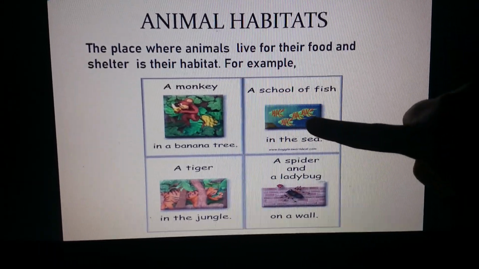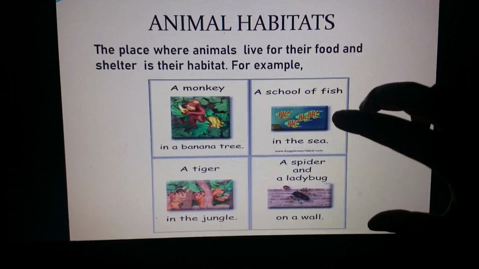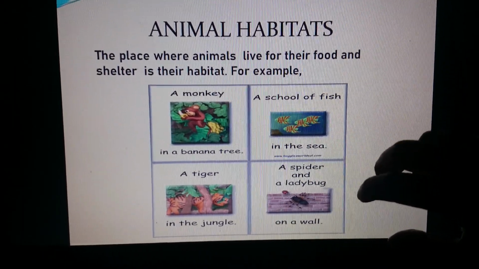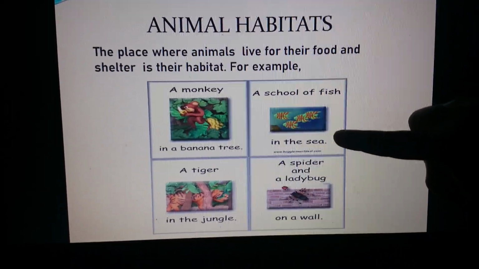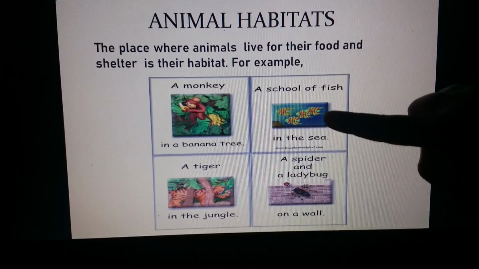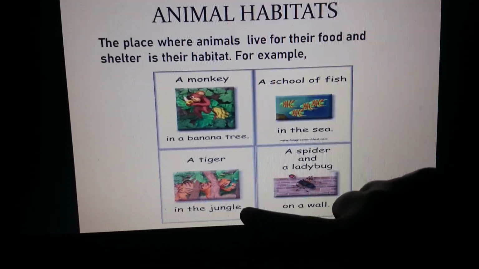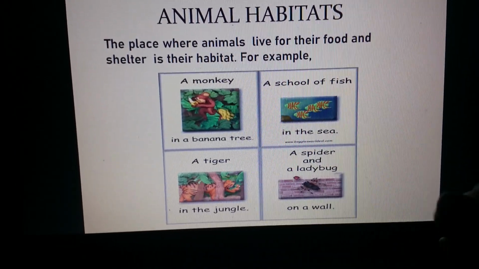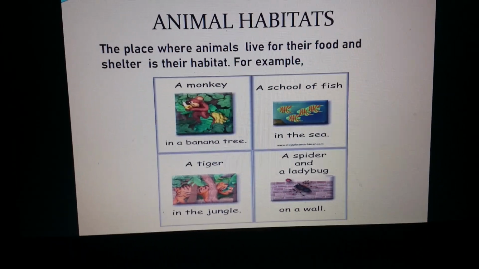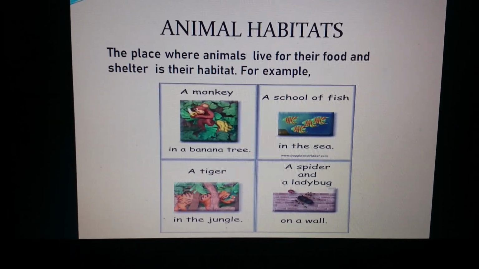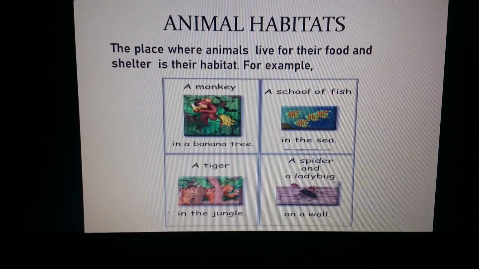A school of fish, you don't say fishes, you say a school of fish. A school of fish is a plural form of fish, more than one fish. A group of fish. A school of fish would be living in the sea. A tiger would be living in the jungle. A spider and a ladybug on walls. That's their habitats. Now, as you know these habitats, you must also know the names of a few more animals.